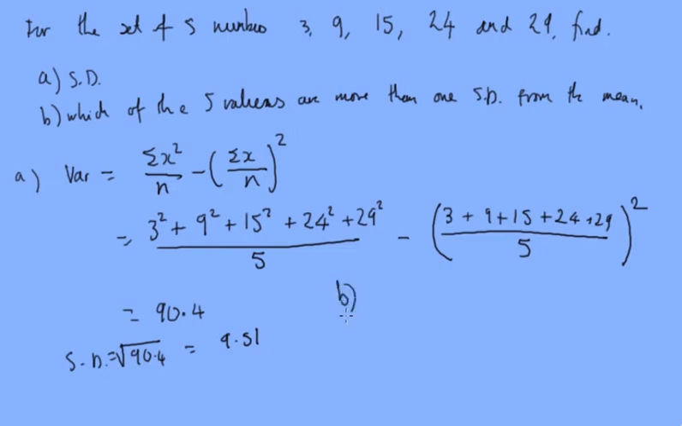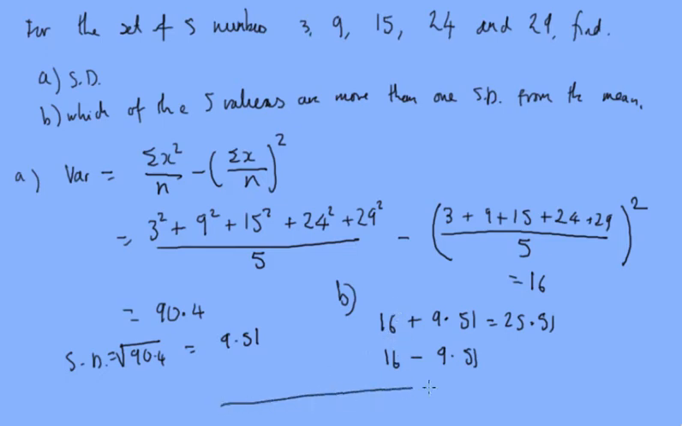So then for part B, this here is equal to 16. So we take our mean, which is 16, and then we add 9.51, which gives us 25.51. And also we take our mean again, and then we minus 9.51. So that gives us the values.